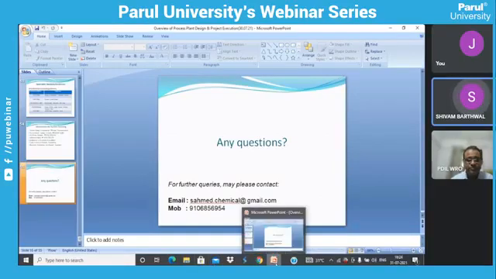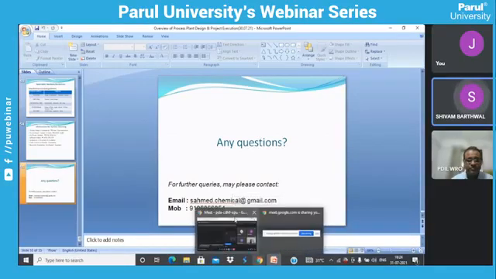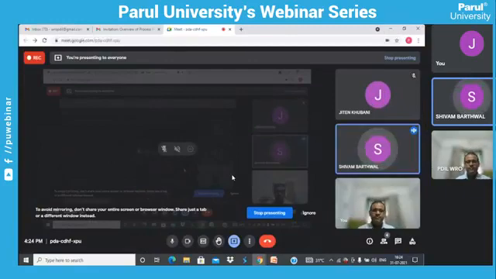The first question is, how do we decide the plant site? Like you showed in the diagram, there was a railway track nearby for transportation. So, how do we decide the plant location or the plant site?